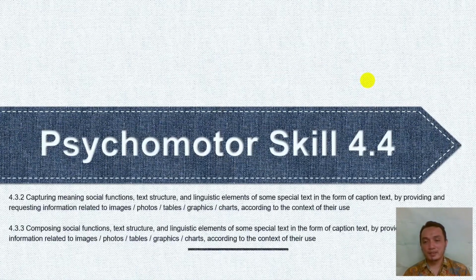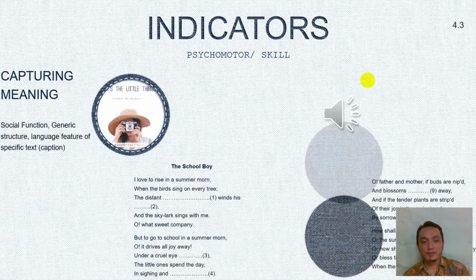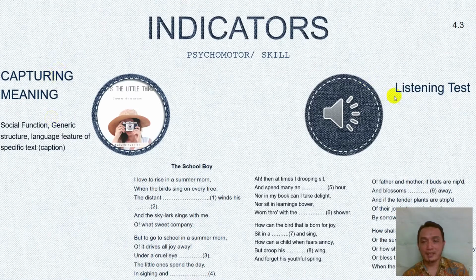Now we go to Psychomotor Skills 4, the content for 4.3 and 3.2, capturing meaning and composing social function. So there are two activities: capturing meaning and composing social function. Here the indicators are capturing meaning, and the last is composing. But for composition, I need you to learn. Now in capturing meaning: social function, circumstances, and features of specific text. As the second assessment, I have the audio here. Then I play this, and this is the text about the schoolboy. I already made some parts blank. So please complete the blanks with the words that you hear from this audio. And now I start to play.